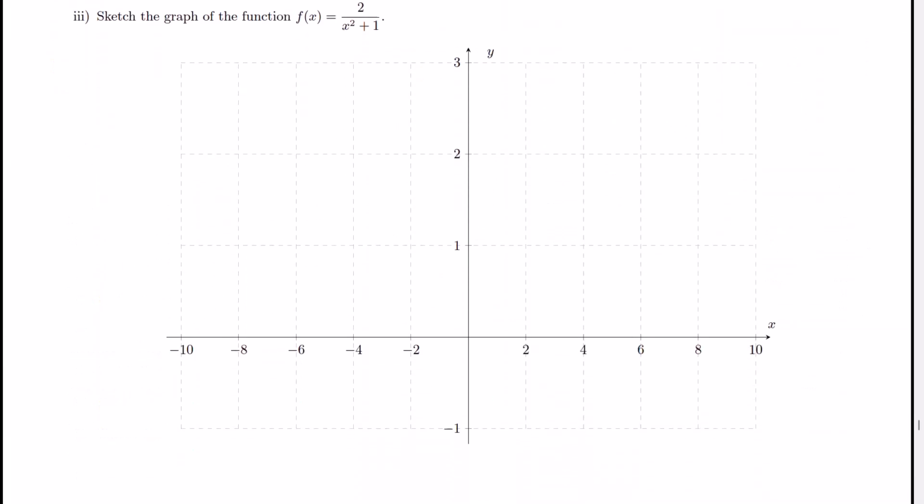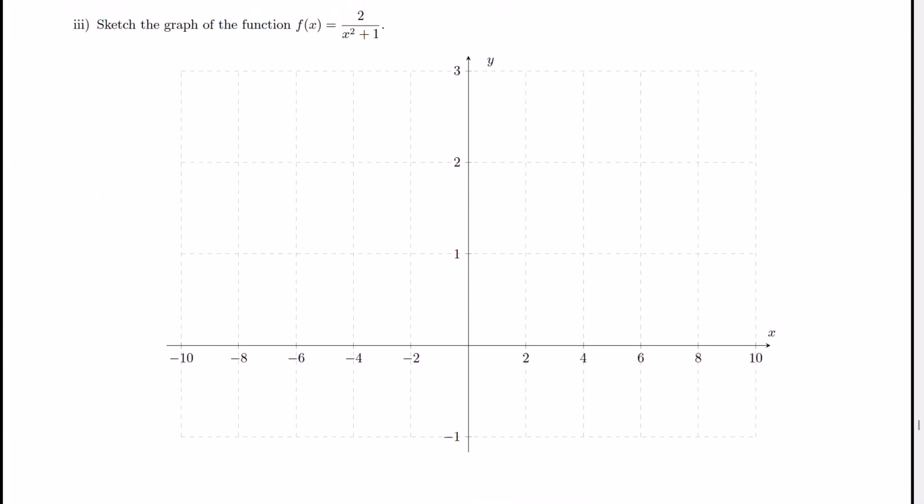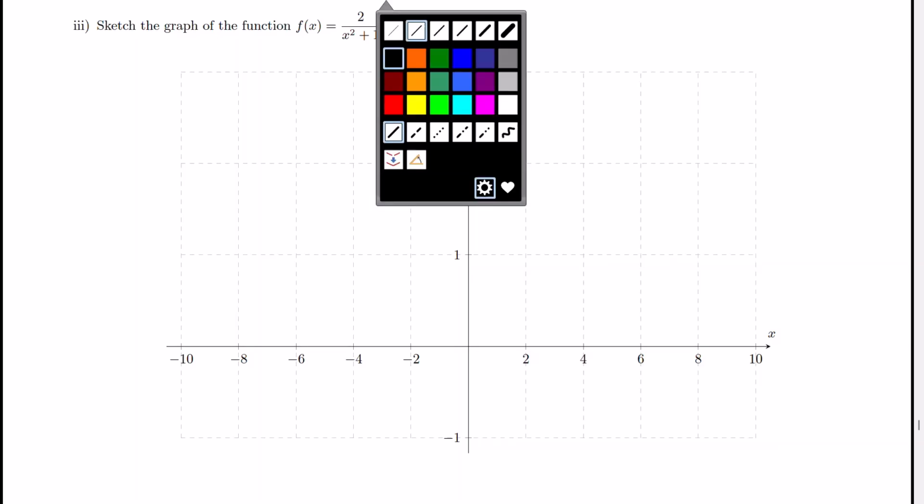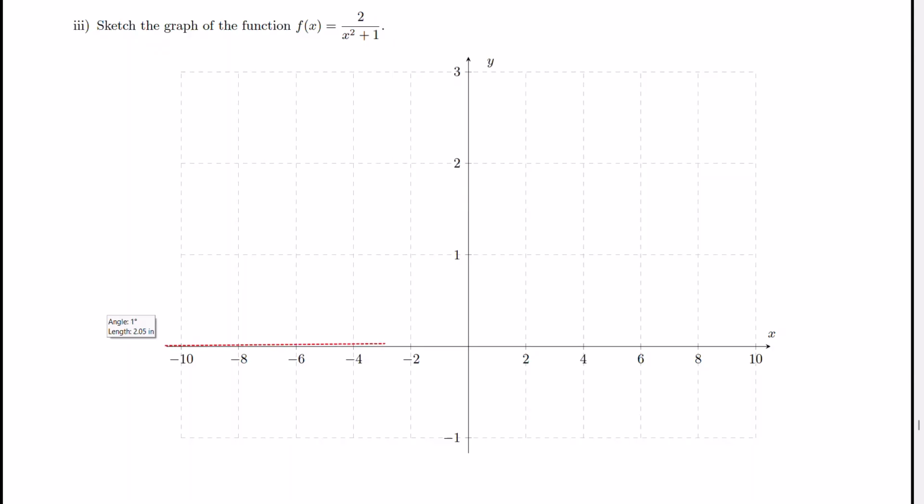Now, we need to put it all together in this graph that I've provided. So a few things right off the bat. We have a horizontal asymptote. So let's go ahead and add it in red. The horizontal asymptote we found was y equal to 0. So the x-axis basically. So make sure that you don't cross this line.